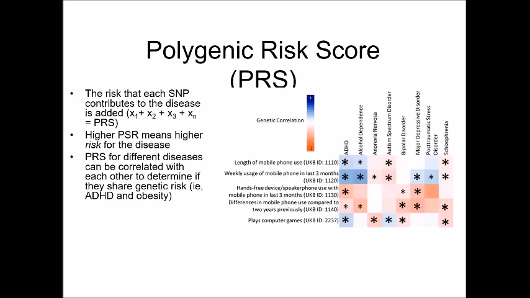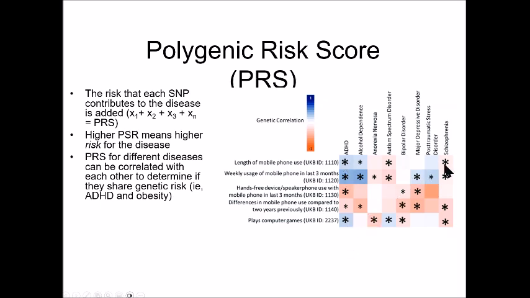And here's some interesting examples of how the polygenic risk score can be used. So here, the correlation, blue is positive, red is negative. So having the PRS for ADHD correlates with using a mobile phone more often, having used it in the last 3 weeks, and did you use a hands-free device when you're driving? No, you do not. That negatively correlates with genetic risk for ADHD. Do you play video games? That positively correlates with the genetic risk for ADHD.